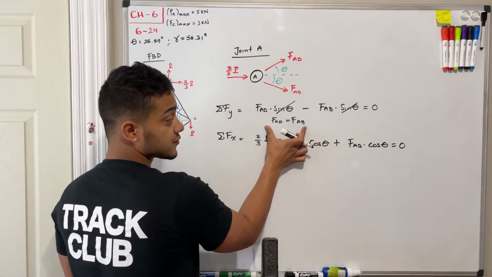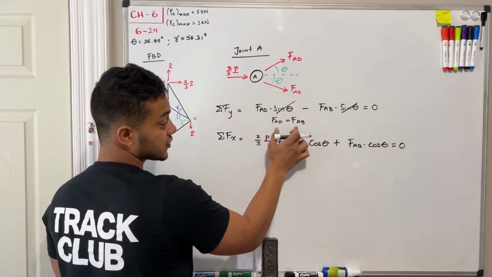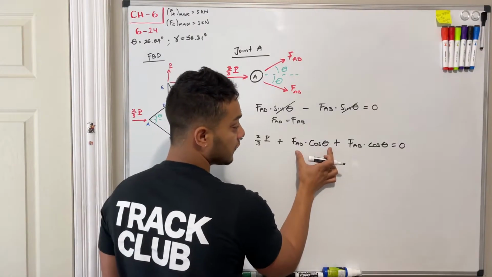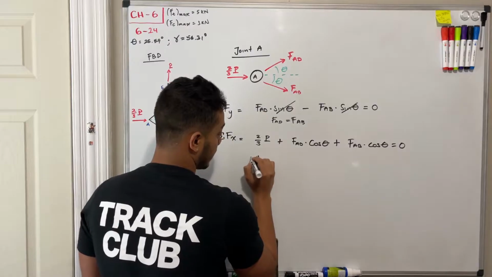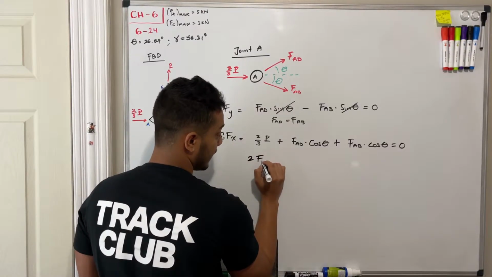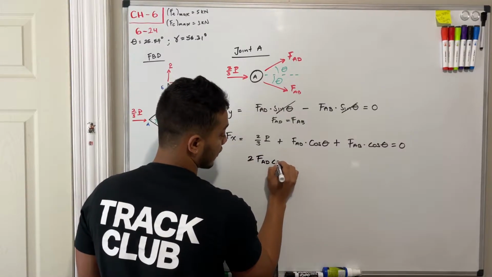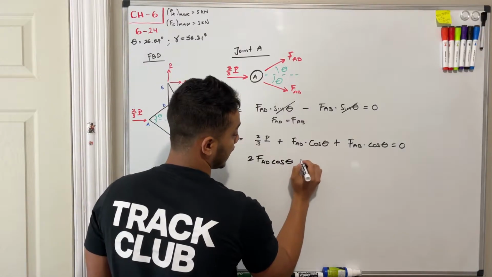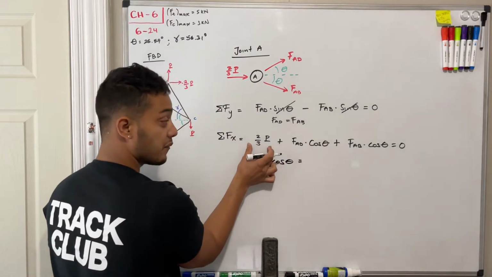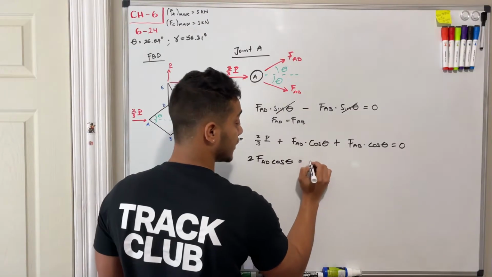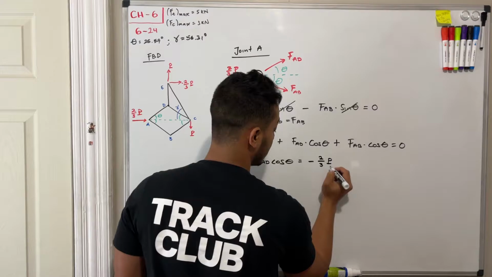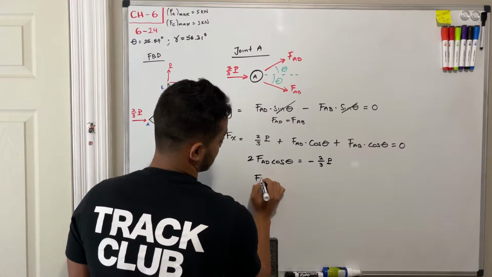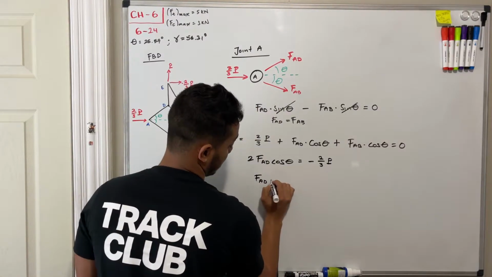Since we figured out this relationship that these two are equal to each other, I can combine these two into one single term, so we'll get 2 FAD cosine of theta will be equal to, if I pass this one to the other side of the equation, negative 2/3 P. Okay? The last thing we gotta do is put FAD by itself.